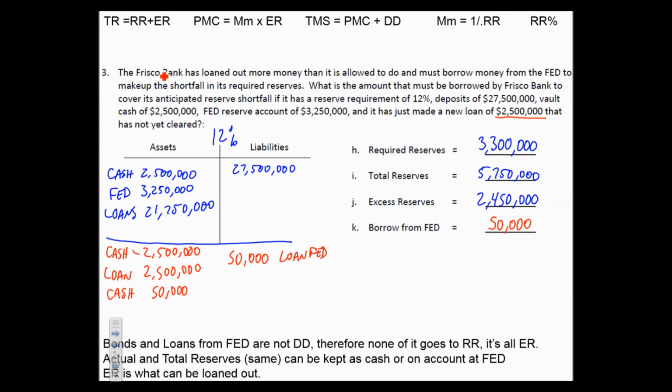Now, why did they make this loan if they didn't have the cash? Why would they do it? They do it to make money. So the reason they would do that is maybe the loan they're making, they're getting paid like 5%. But the 50,000 they have to borrow from the Fed, they're only being charged a 2% discount rate. So that's why they would do it. They'll make money by doing it. Is that good? They get a little more complicated as we go.